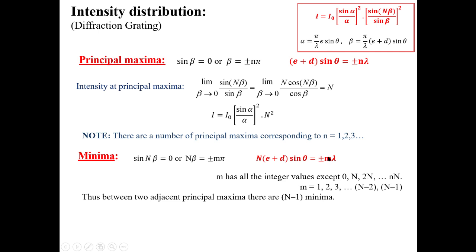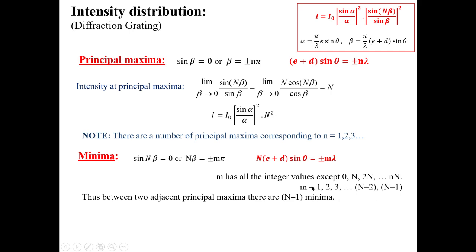Again, if we put this small m equal to capital N or twice capital N or thrice capital N, then that capital N can be cancelled by this capital N, and this condition will reduce to the principal maxima condition. So if we are talking about minima, we will not take the values of m as 0, capital N, 2N or 3N and so on. So the values of m are only 1, 2, 3 up to capital N minus 1.